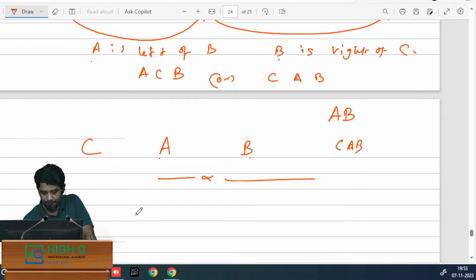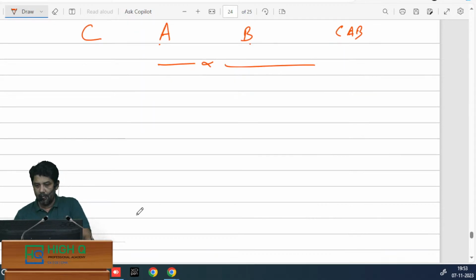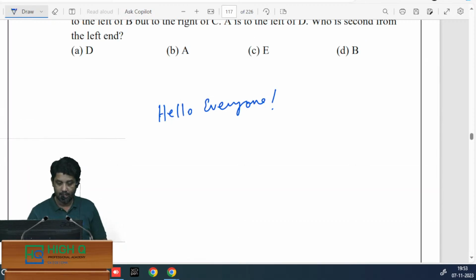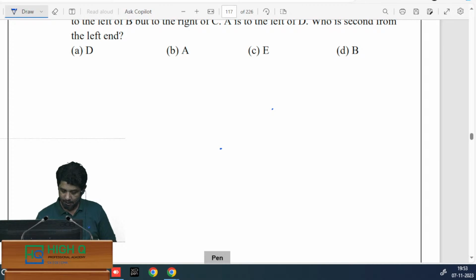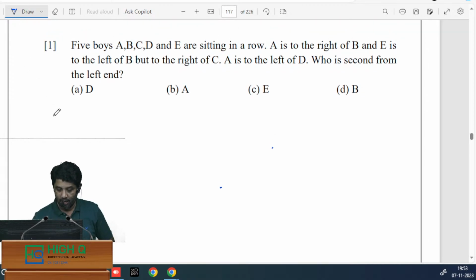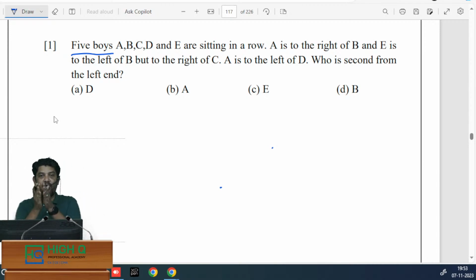Next one. Let us start with the problems now. I hope you are ready to start with the problems once you understand this. Just see how I am doing it. Question number 1. First let me decide, should I attend this question or not? 5 boys. Okay, that means I can attend. See, we are defining left and right now.